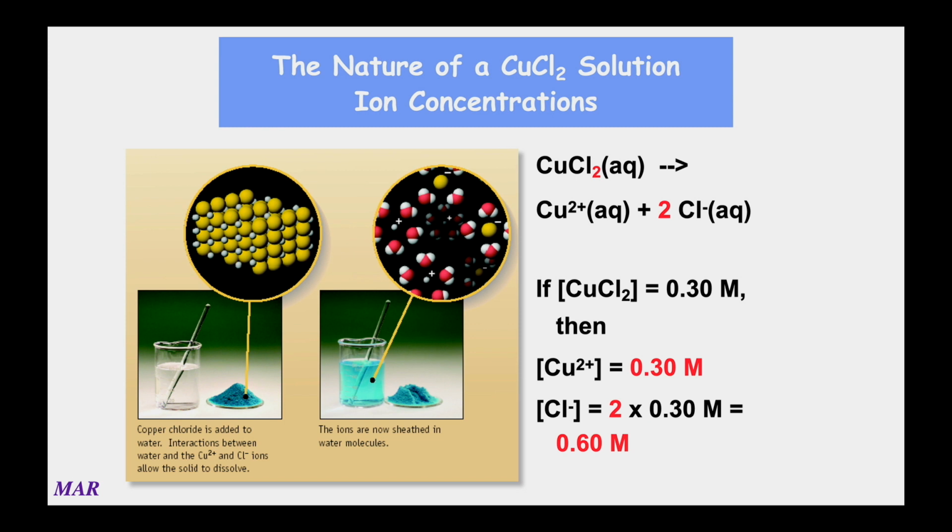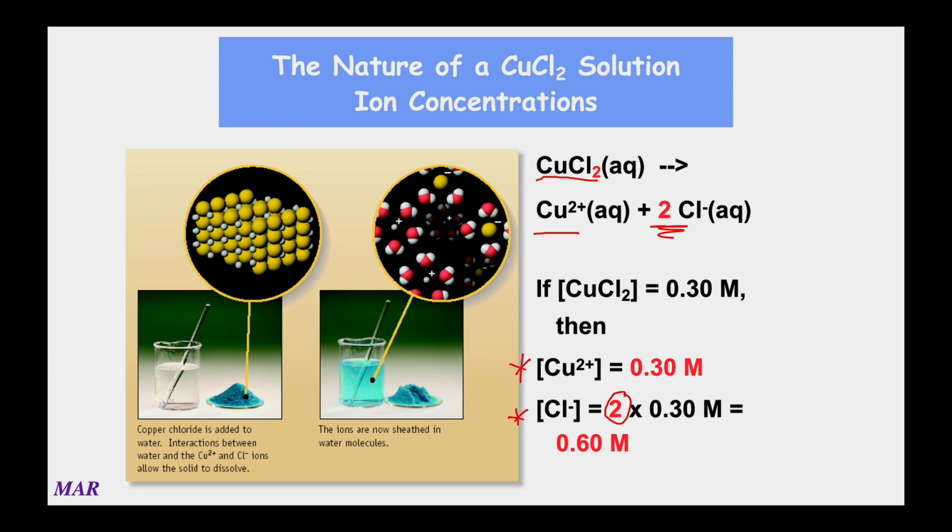Now, if we had a copper 2 chloride solution that was 0.30 molar, or 0.30 moles per liter, then the copper 2 plus concentration would also be 0.30 moles per liter. 1 copper 2 chloride made 1 copper 2 plus ion, so 1 to 1, no big deal. But notice how the chloride is twice the concentration, and that's because there's a 2 right there. You get 2 moles of chloride for every 1 mole of copper 2 chloride that dissociates. So the chloride will be twice the concentration, 2 times 0.30 or 0.60 moles per liter.